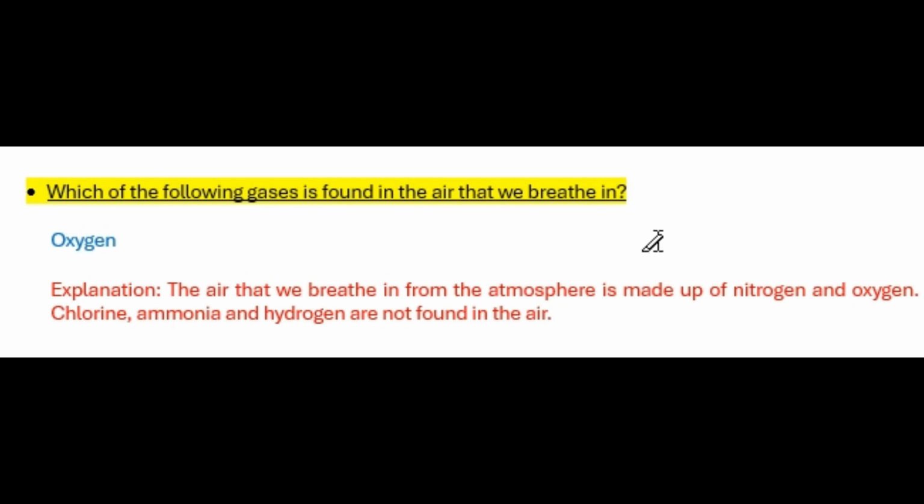Which of the following gases is found in the air that we breathe in? Oxygen. Explanation: the air that we breathe in from the atmosphere is made up of nitrogen and oxygen. Chlorine, ammonia, and hydrogen are not found in the air.